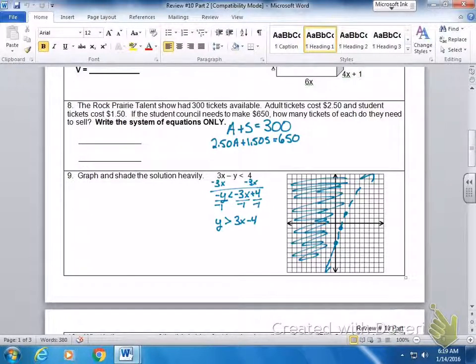So guys, we've done that quite a bit this year. You should be able to solve for y. That shouldn't give you too much trouble. Let's go to the next page.